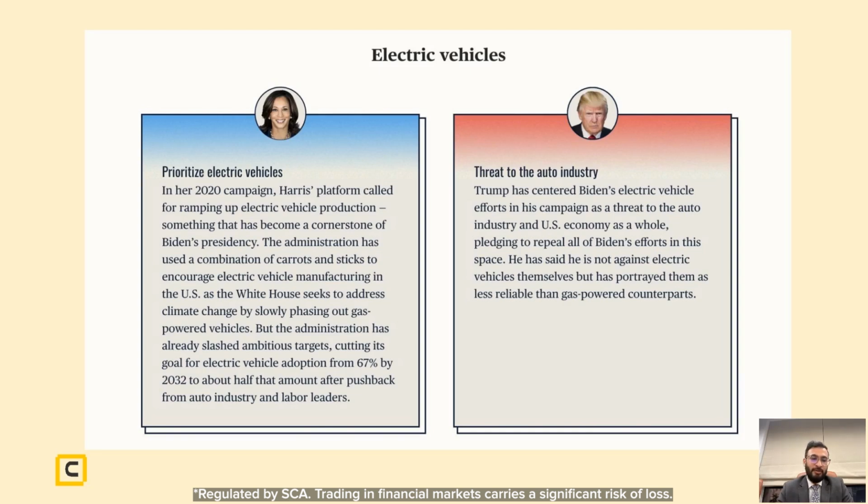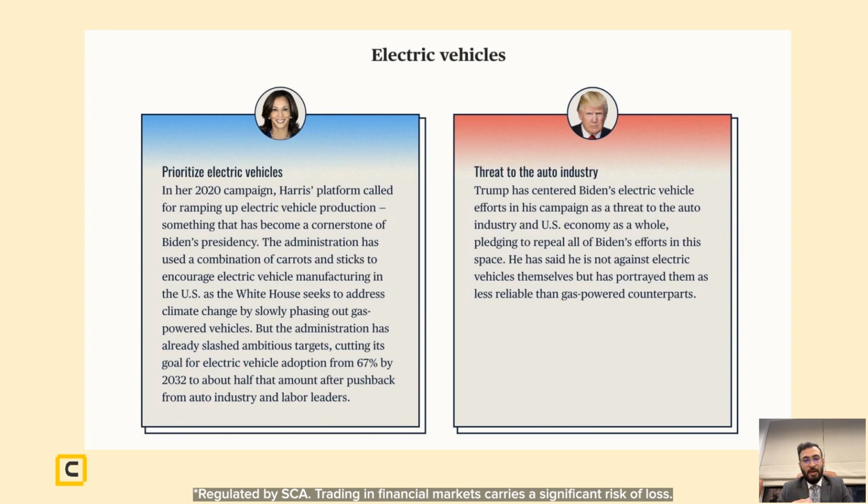Lastly, on the issue of electric vehicles, EV is one of those important areas where both of these candidates have spoken. And while Kamala Harris prioritizes electric vehicles, Trump is a sort of a threat to the auto industry. He's not against electric vehicles, as he has said, but has kind of portrayed them as less reliable than the vehicles which require fuel, right? In the case of Kamala Harris, we have seen the prioritizing of electric vehicles.